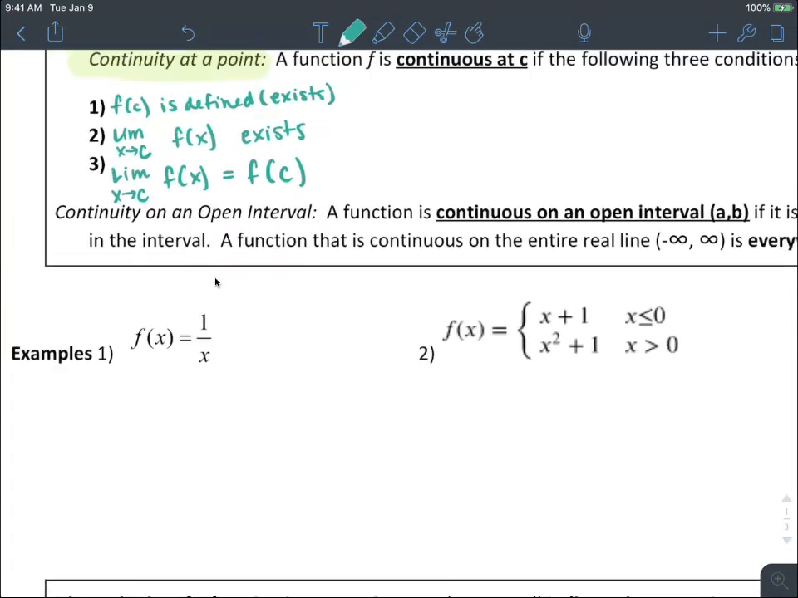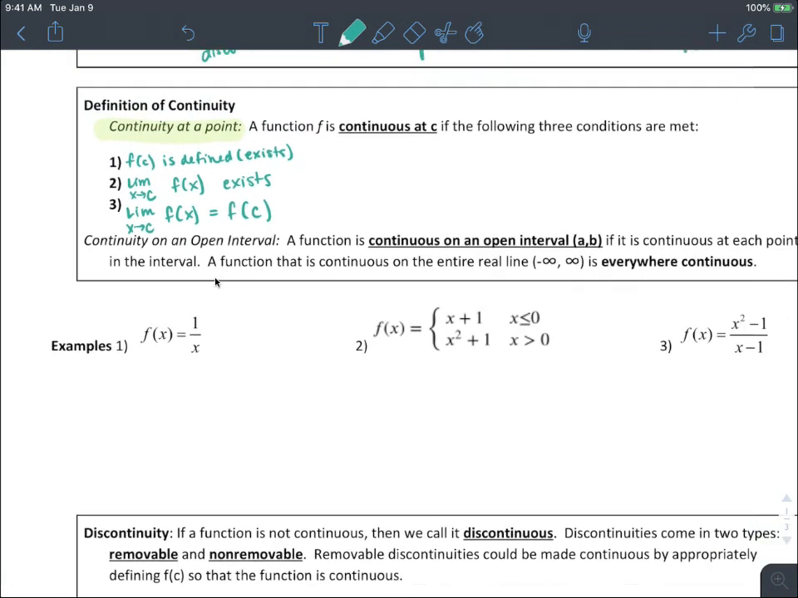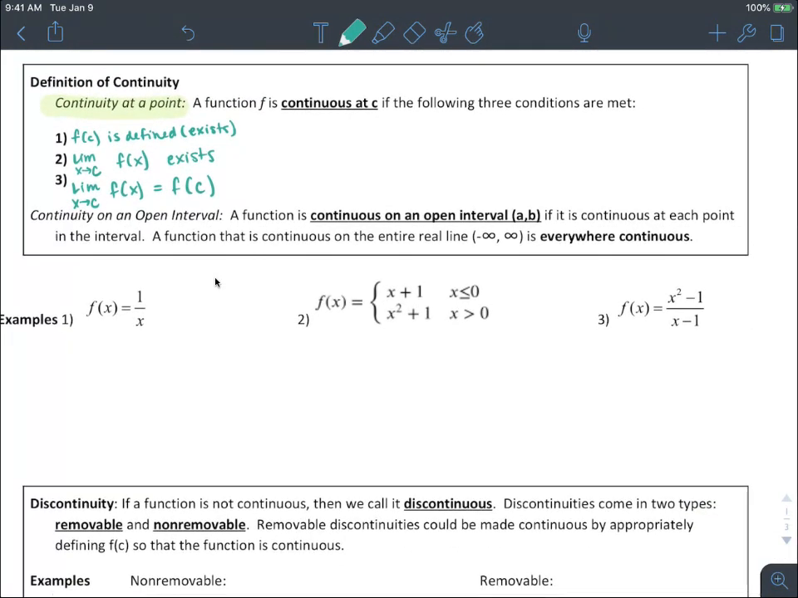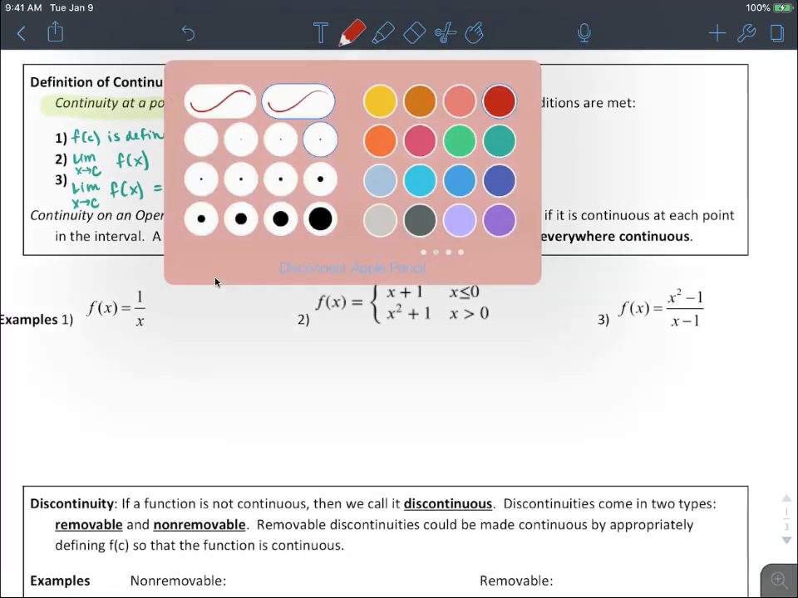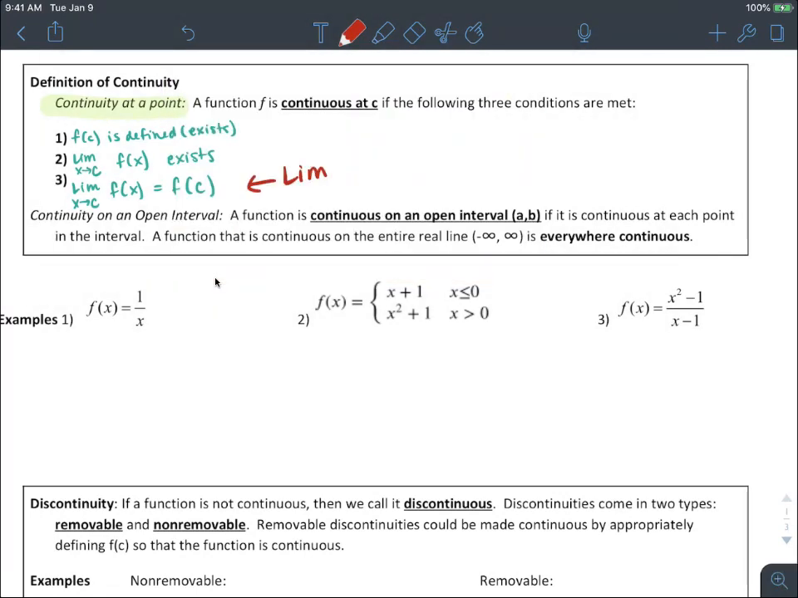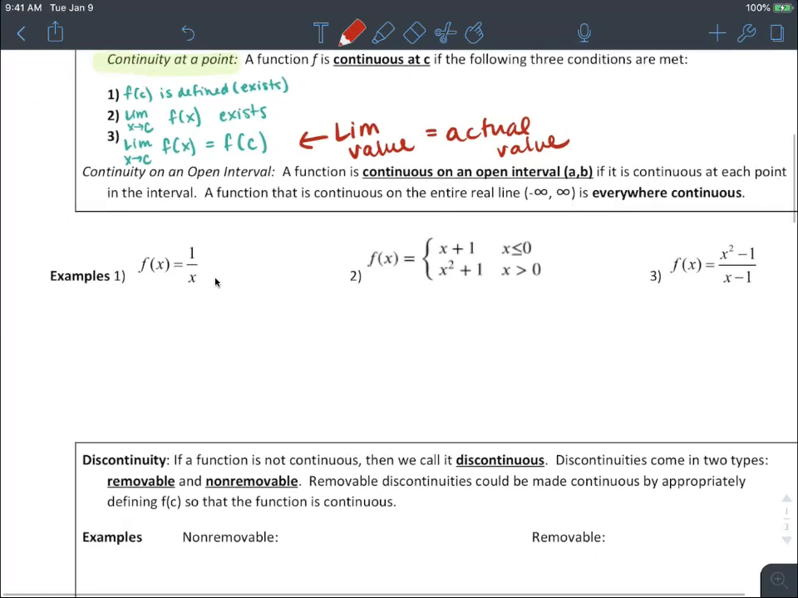Continuity on an open interval: a function is continuous on an open interval a to b if it is continuous at every point. So the limit is equal to the actual value at every point. Let's write that down. In the interval, the limit value equals the actual value. And then we extend that to say that this is true for all x values on the interval from a to b.